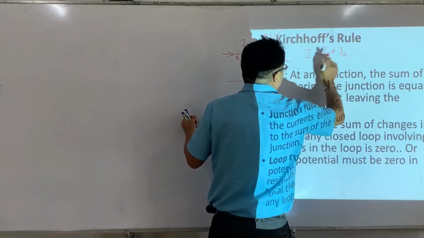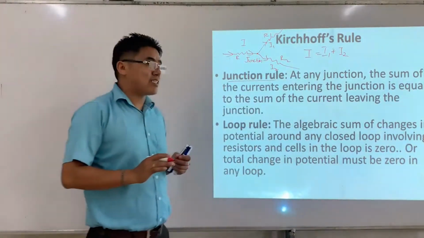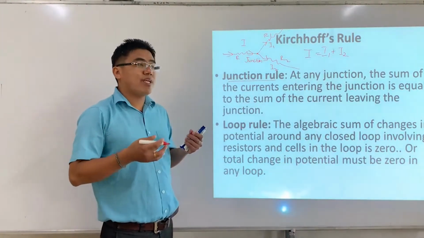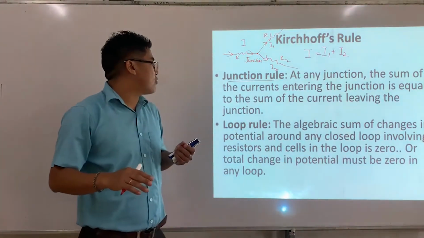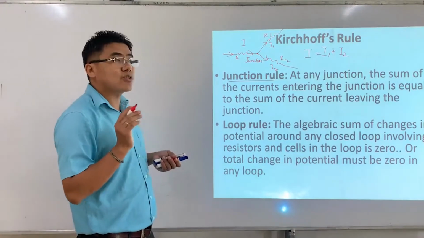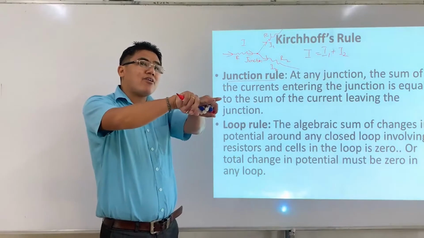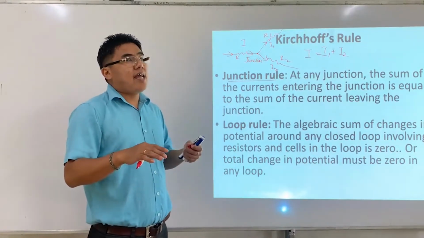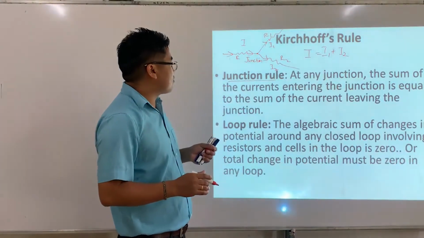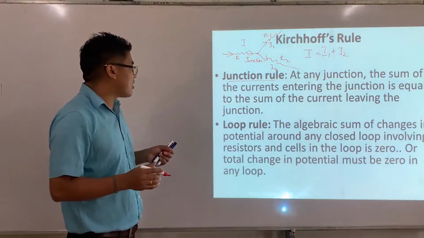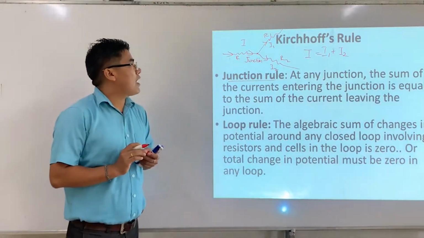That means there is no current left at the junction, right? Whatever current is entering a junction must be equal to the current leaving the junction. So this is rule number one. The current undergoes a distribution, and the total current is always equal to the sum of those two currents. At any junction, the sum of the currents entering the junction is equal to the sum of the currents leaving it. This is what we have in Kirchhoff's rule.